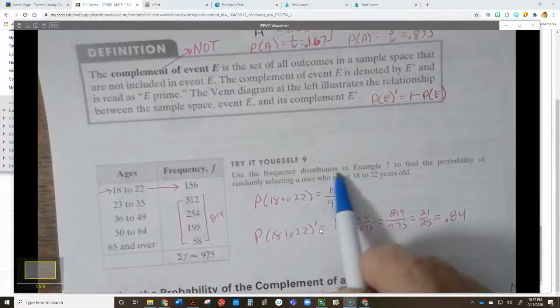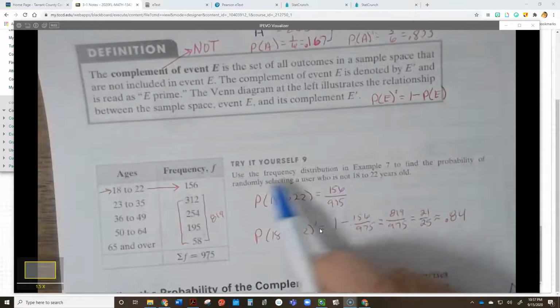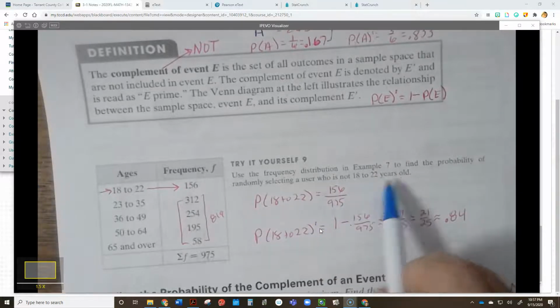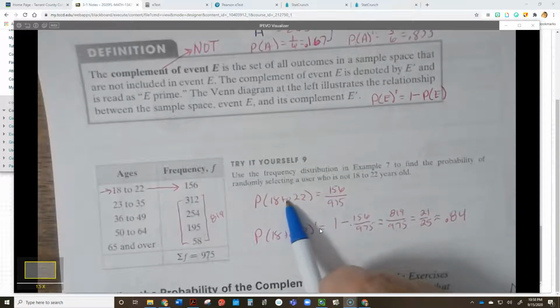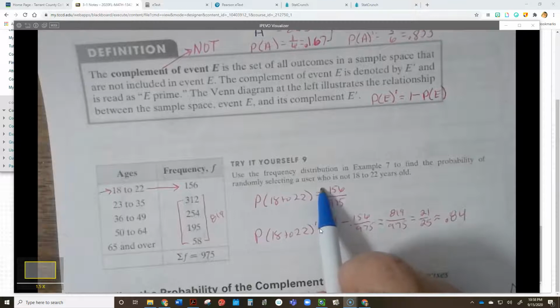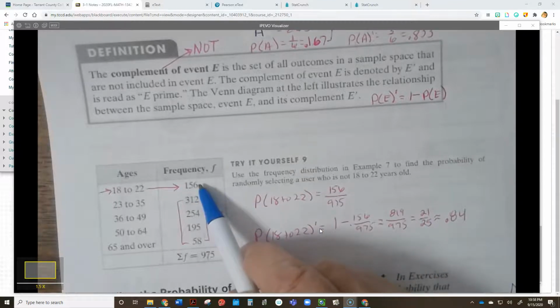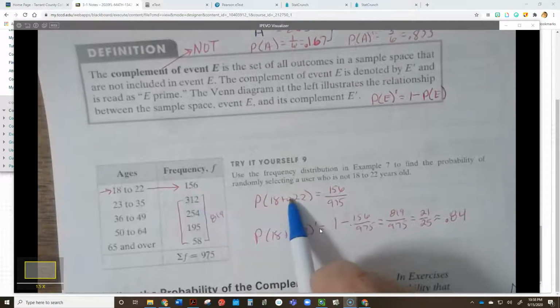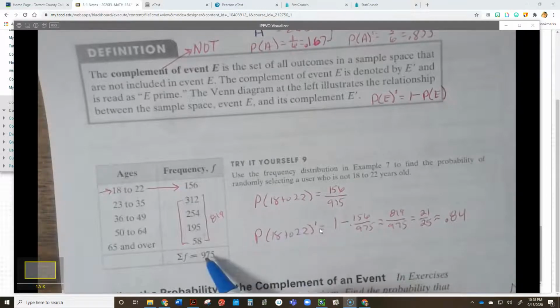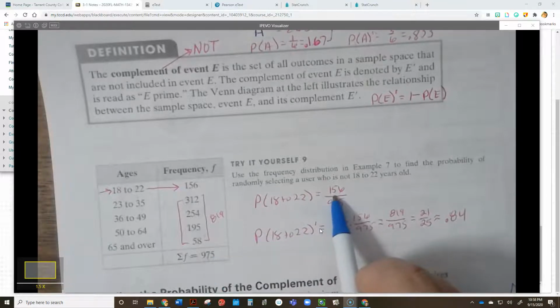It says use the frequency distribution to find the probability of randomly selecting a user who is not 18 to 22. So find out how many are 18 to 22. Okay, so 18 to 22 is 156. That's the event they are talking about. So the probability of 18 to 22 is 156 over the total frequency, 975.